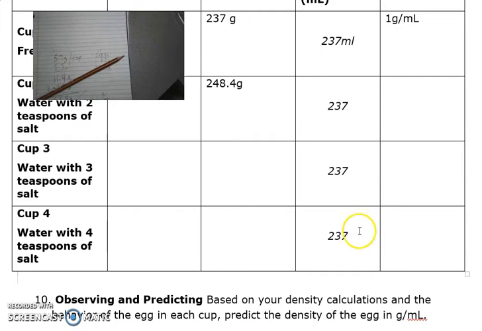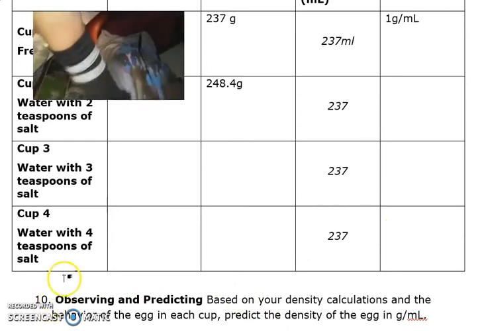Now, what does it mean to float? It doesn't necessarily mean all the egg is above the water. Only a little bit of the egg needs to peek above the water line. If a little bit of the egg is peeking above the water line, it is considered a floating egg.